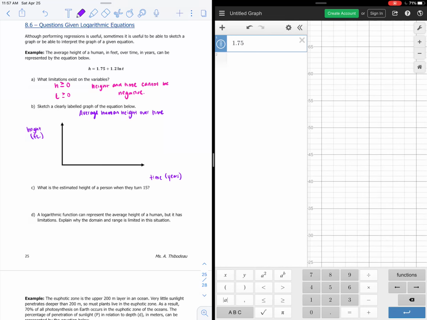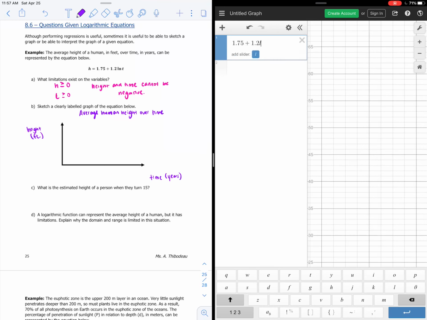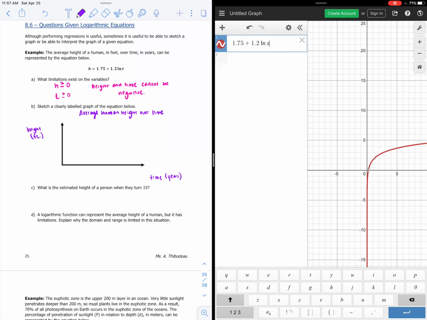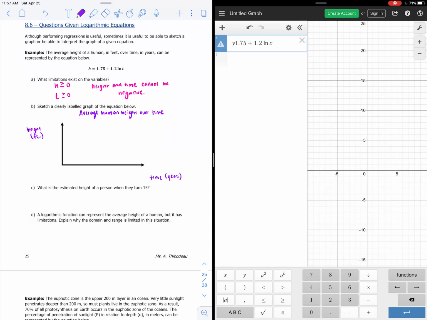So 1.75 plus 1.2 ln of x. I like to always still plug in x where our independent variable goes and y where our dependent variable goes. So I could have done y equals here. It won't change anything.